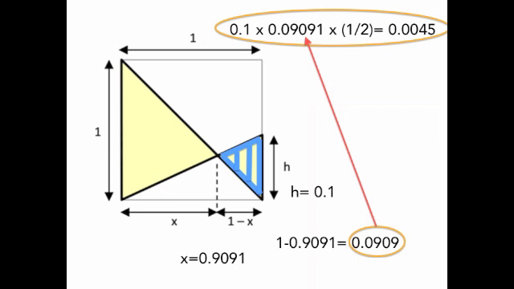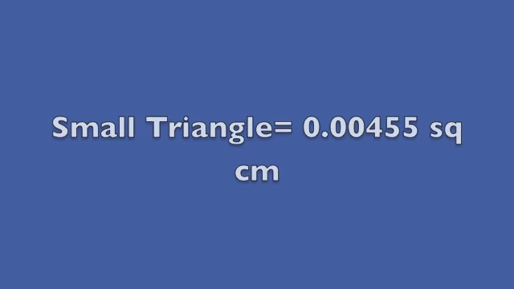And the area equation for a triangle is 1/2 base times height. So we can also find the area as we plug in the equation with our height as 0.1 and our base as 0.0909 and multiply that by 1/2 to get 0.0045 squared centimeters approximately.